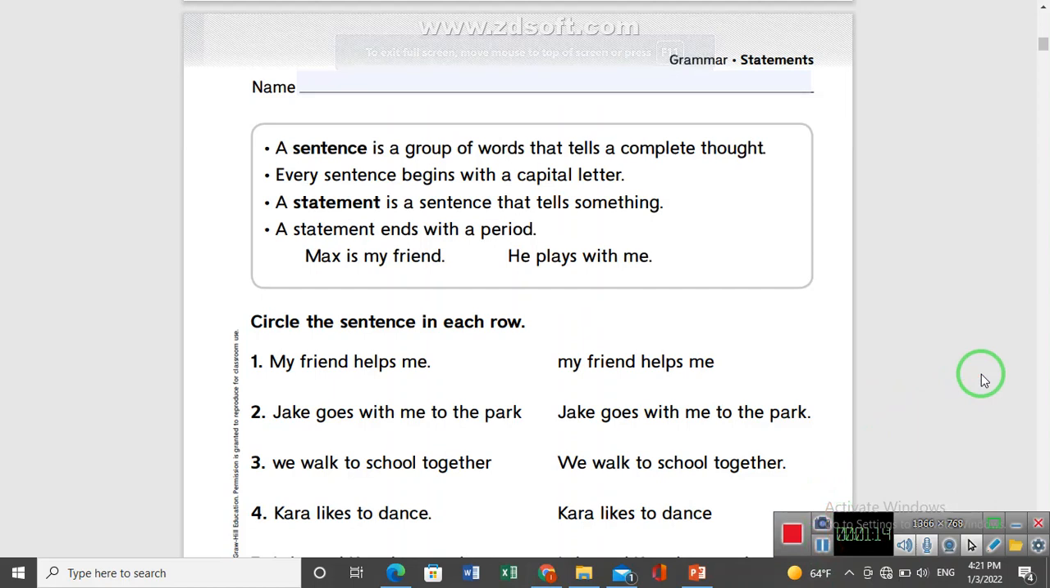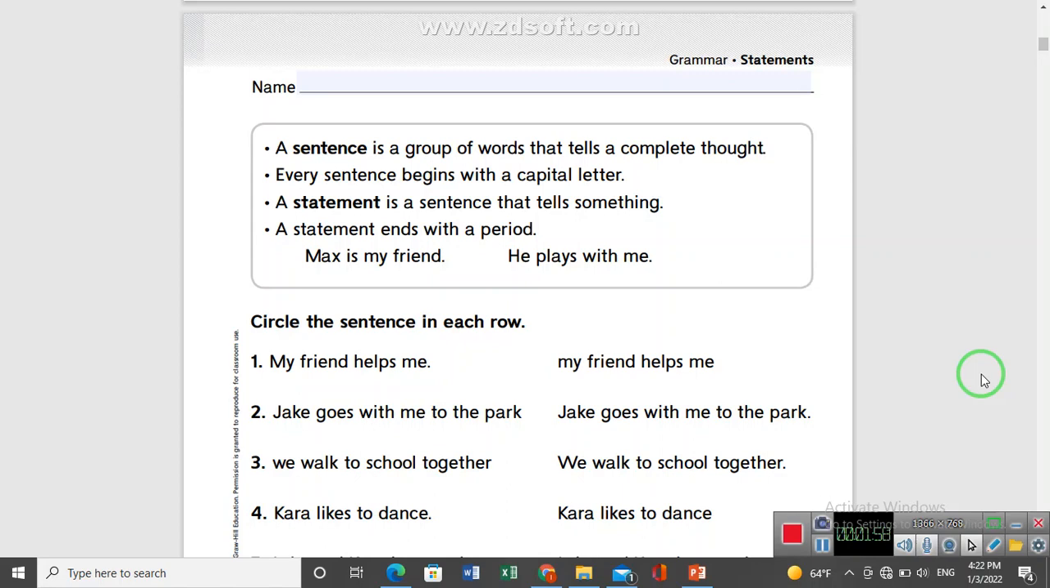A sentence is a group of words that tells a complete thought. Any sentence is made up of words. These words give us a complete meaning. Every sentence, no matter what type it is, should begin with a capital letter and end with an end mark. And the end mark is the only thing that changes with the change of the type of the sentence. Let us start with a statement.